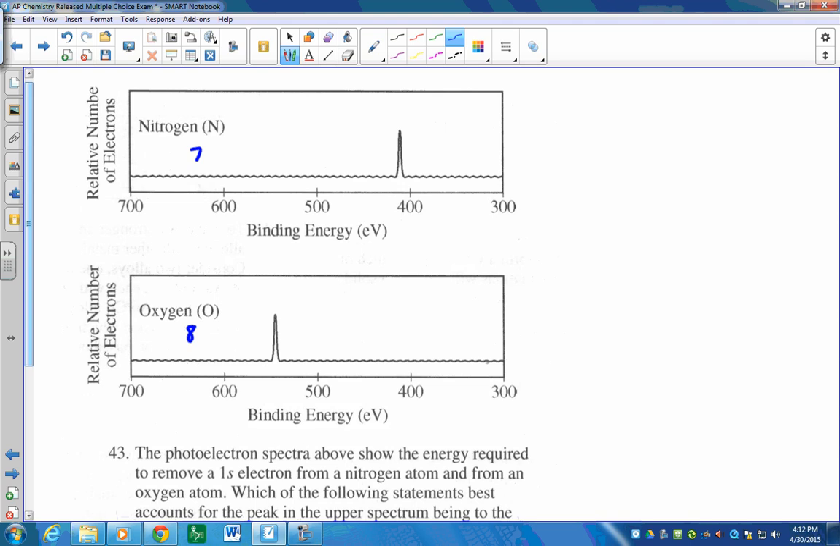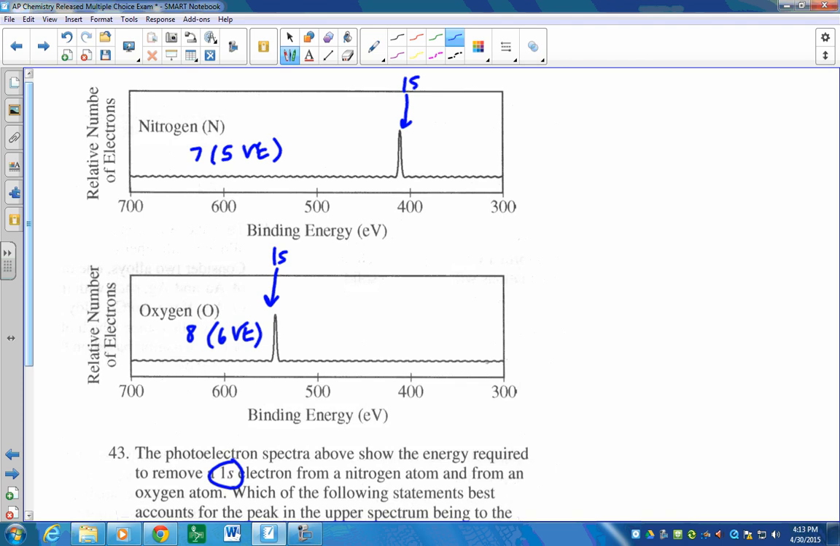Also, because nitrogen is in group 5A, this means it has 5 valence electrons, and oxygen has 6 valence electrons. And why that's important is because valence electrons is depth. So here's the thing. The photoelectron spectrum above shows the energy required to remove a 1s electron. Now remember, there's multiple peaks. They're telling you that the only peak we're looking at is the 1s peak. The 2s and the 2p aren't here.